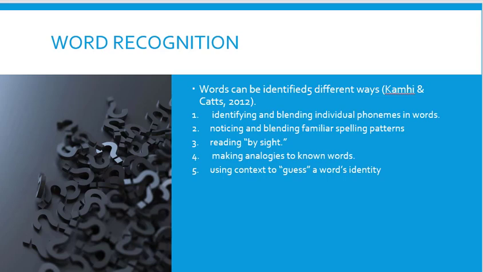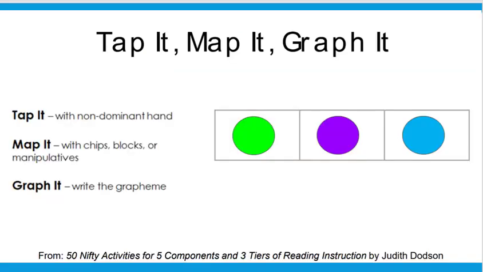KMI and CATS offer 5 different ways to build word recognition. One way is by having students identify and blend together the individual phonemes in words. On the slide is the Tap It, Map It, Graph It activity from the 50 Nifty Activities for 5 Components and 3 Tiers of Reading Instruction by Judith Dotson. This activity gives one example for how to help students identify and blend together the individual phonemes in words as a way to build word recognition.